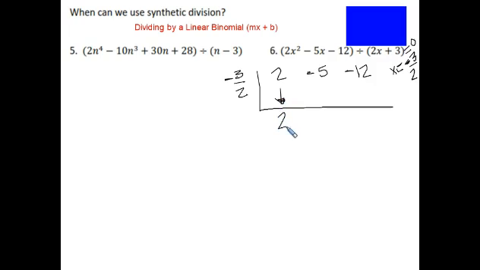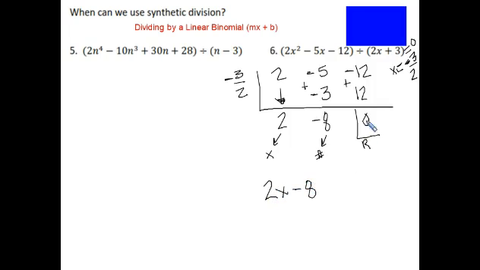So if we drop our first number 2, negative 3/2 times 2 is negative 3. And when we add that to negative 5, we get a negative 8. Negative 3/2 times negative 8 is a positive 12, and when we add that to negative 12, we get 0. Alright, so this is representing your remainder, this is representing a constant or a number, and this is representing how many x's you have. Now, according to this, our quotient, our answer, would be 2x minus 8. And if we were to add the remainder, we're essentially adding 0, which doesn't really change anything. So this is all we really need.